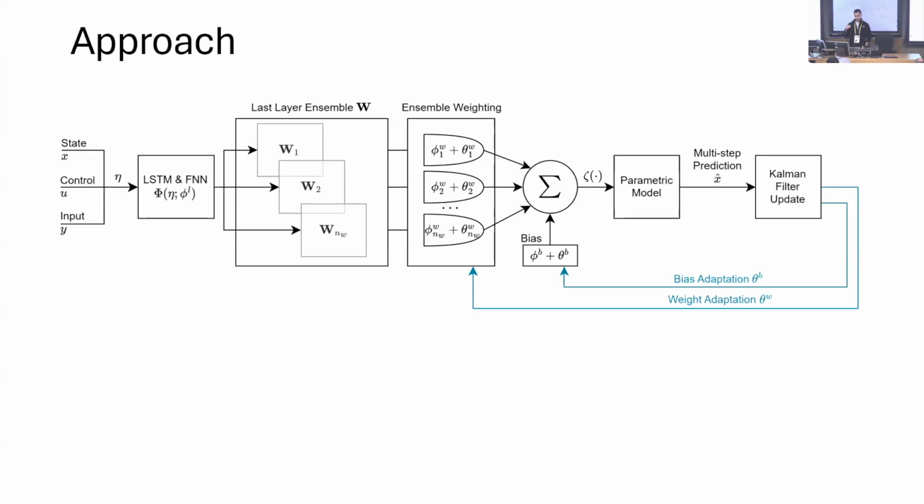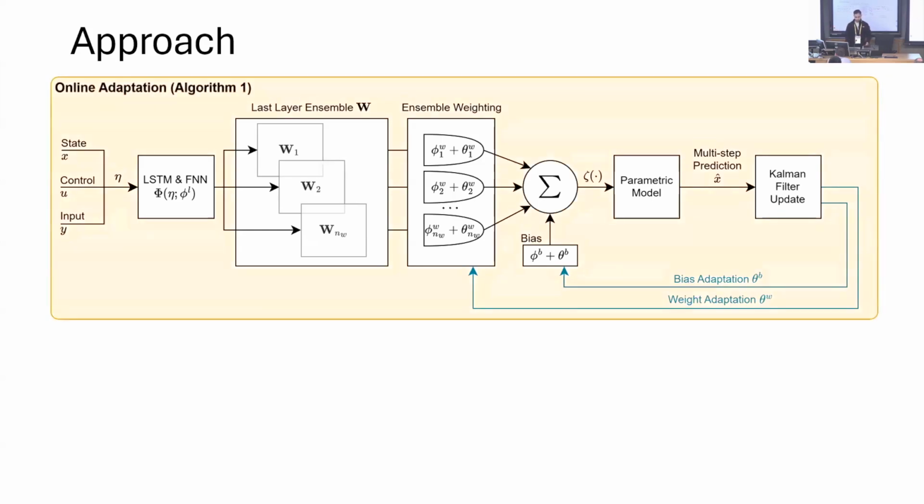Then to do online adaptation, we formulated a Kalman filter. The Kalman filter is not estimating state. What it's estimating is a correction to the ensemble weighting. So it's online telling you to take some from this model, take some from this model, and changing that weighting. That's what we're doing online.